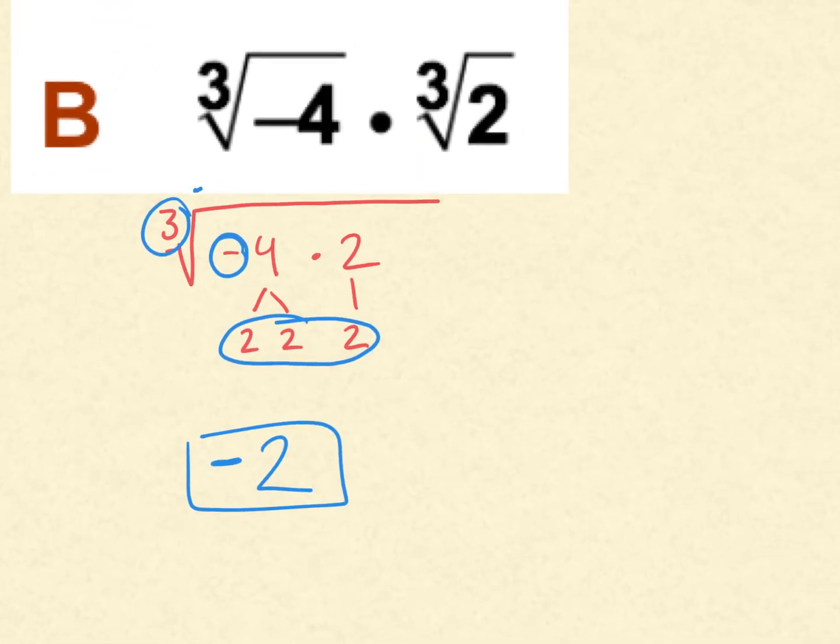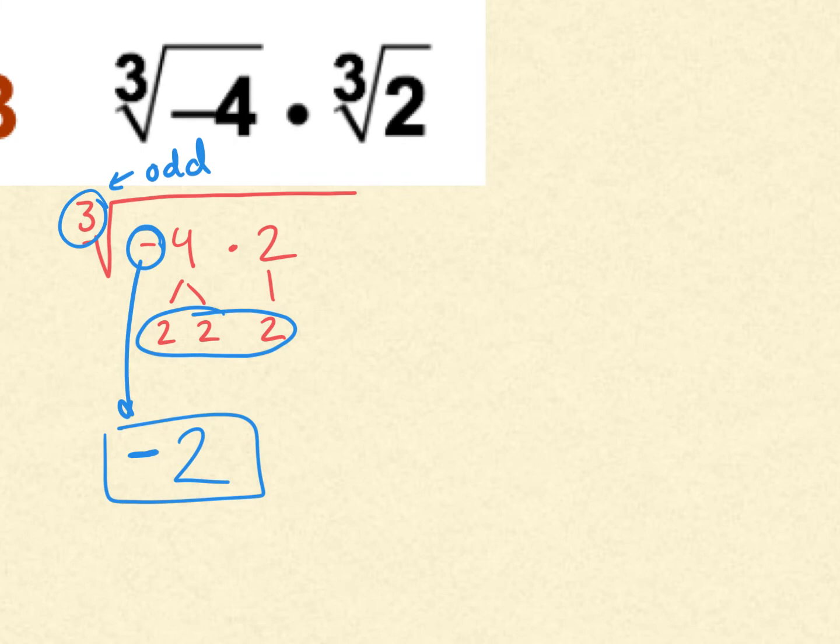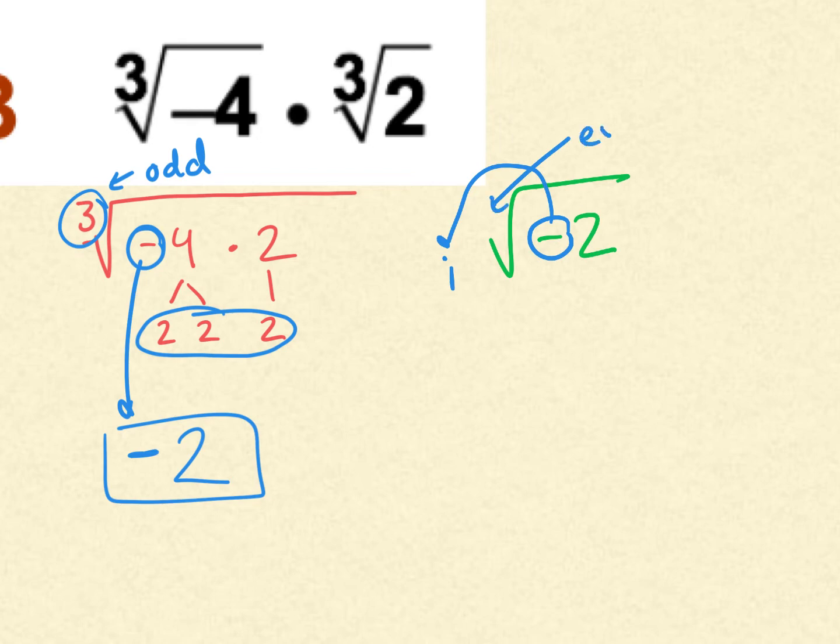So because our exponent here is odd, the negative stays with it. So our answer is negative. But remember when we had like a square root? So let's say I had the square root of negative 2. What would I do before with the negative on the inside? Make it an i. So I would take it out and make it an i. But that's when your degree is even. So when it's even, it becomes an i. If it's odd, your answer is negative.